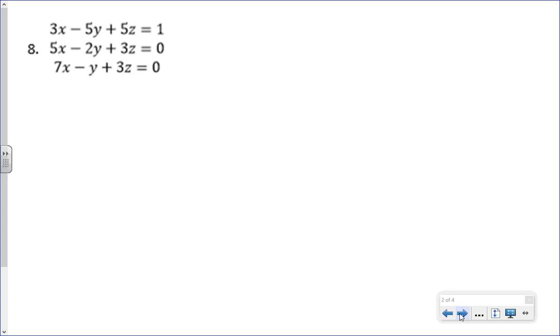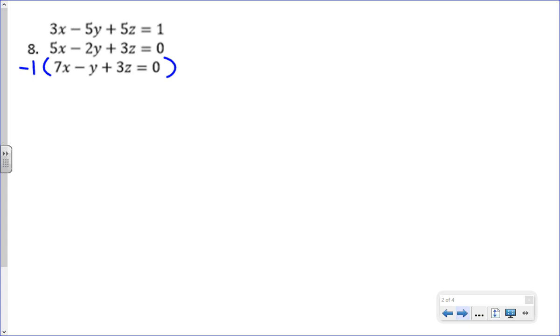So look at the variables x, y, and z. Pick a variable to eliminate. Which variable would you like to eliminate? Z. All right. So if we want to eliminate z, then maybe we can multiply this third equation by -1 and use it with the second equation. What do you think? Sound good to you?